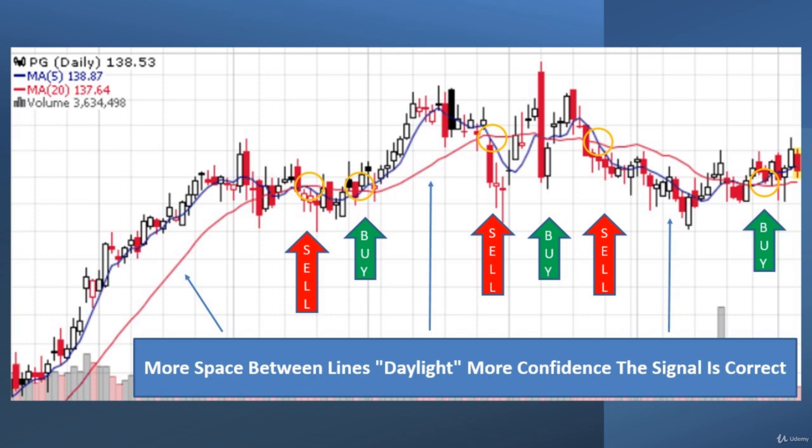So when you're looking for things with moving average crossovers, look for the crossover, but also look back over time at how wide that gap is, how much daylight is there between the two lines, to give you an extra level of confidence that you're making the correct move on that.